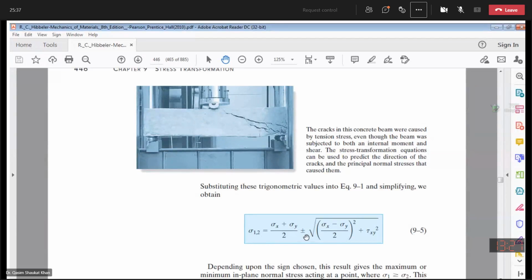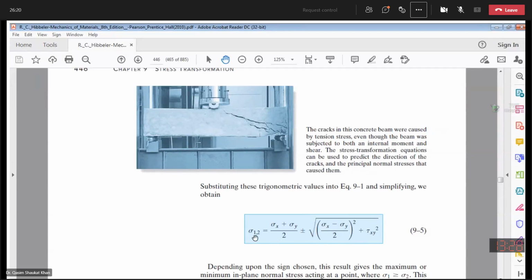Next thing is about this equation. If you see this equation for the computation of major principal stresses, it is very much similar to equation number 1. Equation number 1 was sigma x dash is equal to sigma x plus sigma y over 2 plus sigma x minus sigma y over 2 cos 2 theta plus tau xy sine 2 theta. Once we put the trigonometric values of cosine and sine, after simplification your equation will become like this.